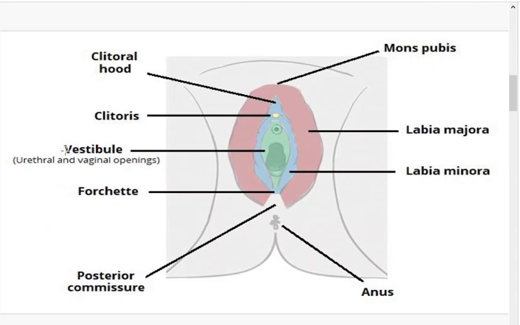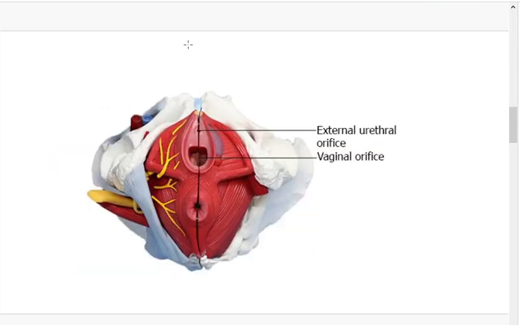You can see the vestibule. Vestibule is present here. This is the vestibule. Urethral and vaginal openings are present on the vestibule. And in the anatomy of vestibule, you can see the vaginal orifice and external urethral orifice. This is the external urethral orifice and there is the vaginal orifice.